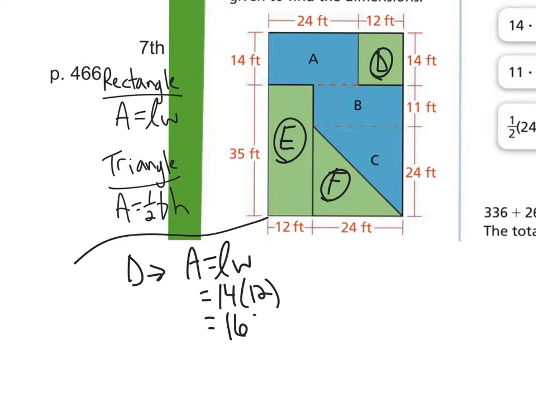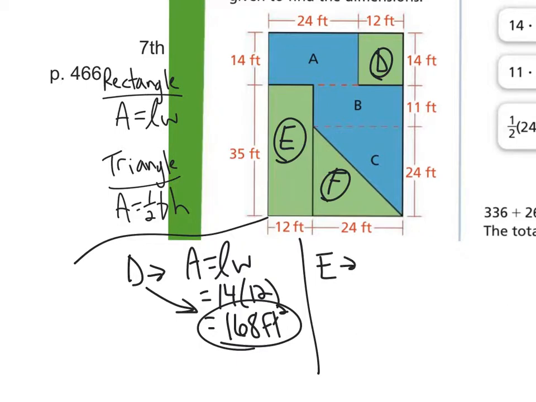So that's 168 square feet for D. For E, we have another rectangle, so length times width. So 35 times 12, which is 420 square feet.